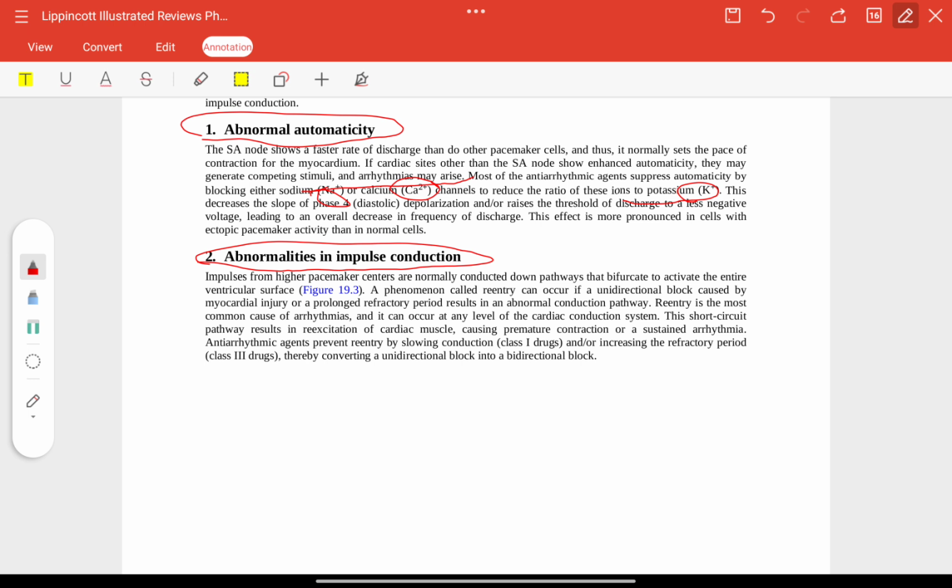Abnormalities in impulse conduction. Impulses from higher pacemaker centers are normally conducted down pathways that bifurcate to activate the entire ventricular surface. A phenomenon called re-entry can occur if a unidirectional block caused by myocardial injury or a prolonged refractory period results in an abnormal conduction pathway. Re-entry is the most common cause of arrhythmias and it can occur at any level of the cardiac conduction system.